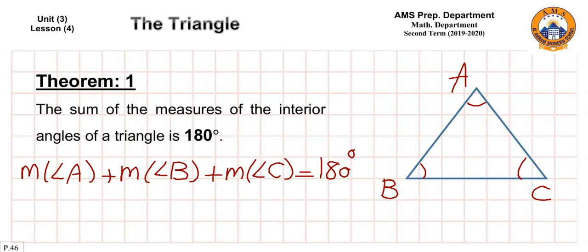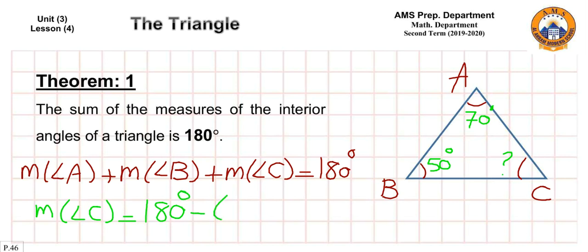Suppose that the measure of angle A is 70 degrees and the measure of angle B is 50 degrees. How can we find the measure of angle C? We can say that the measure of angle C equals 180 minus, open bracket, the sum of the other two interior angles. They are 70 and 50. The result will be 60 degrees.